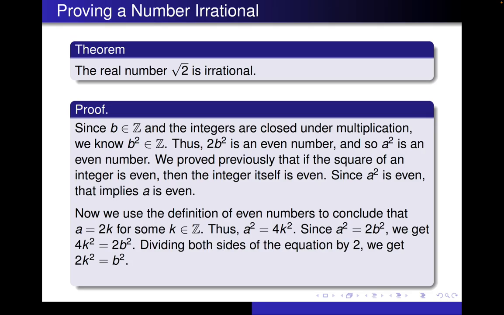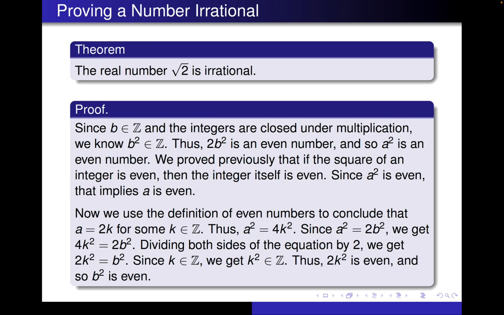Now we can divide both sides of the equation by 2 to get 2k squared is equal to b squared. And then we remind our reader that k squared is an integer, and so that means 2k squared is even, which means that b squared is even. Since b squared is even, we know b is even. We've already gone through this reasoning before, so we don't have to cite our theorem again.